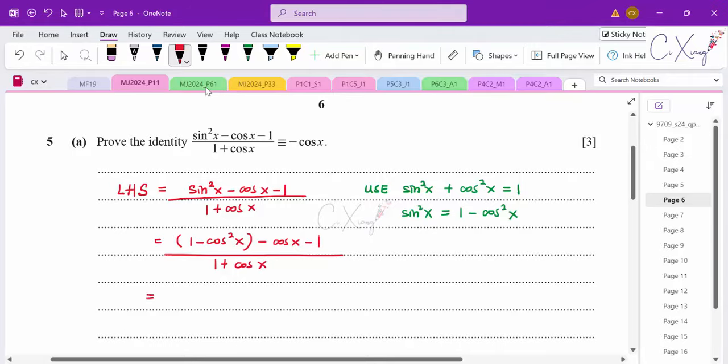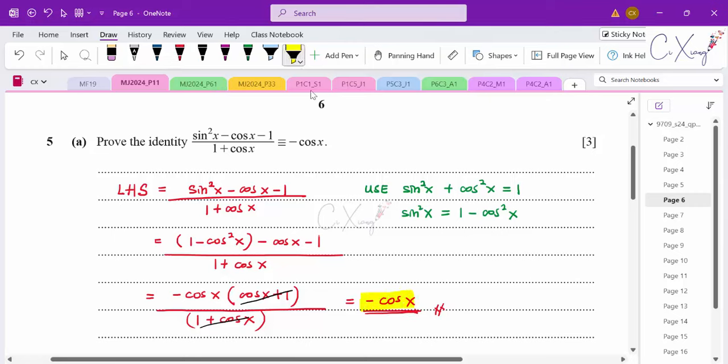Next step, I simplify 1 and negative 1. Then I factorize out the negative cos x. When I factorize out the negative cos x, for the first term I am left with cos x, and for this part I have plus 1, then divided by 1 plus cos x. It is quite clear that you can simplify these two brackets, top and bottom, and eventually you get the answer, which is negative cos x, as what they want you to show. So this is how you get the proof for the identity here.